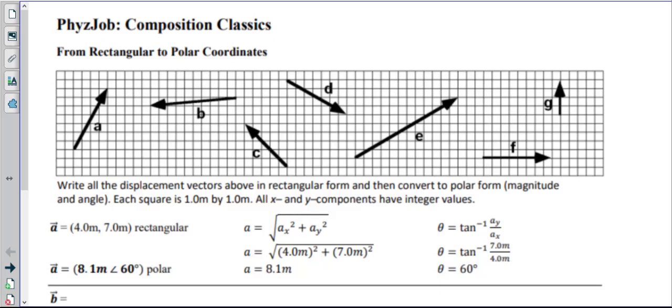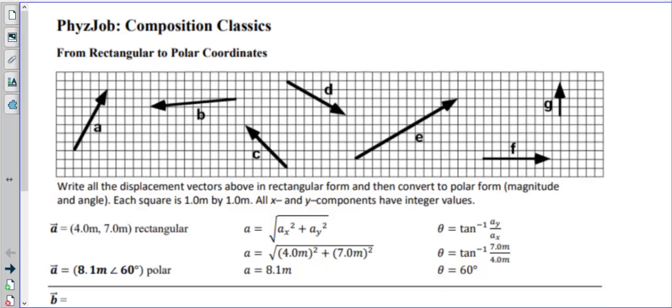Now, if you can find this page in your little workbook, I don't remember what page it's on, but it's called Phys Job Composition Classics. This was all made by a nice man that's in California. His name's at the bottom of the page. Dean Bard is his name. So props to him for making this.